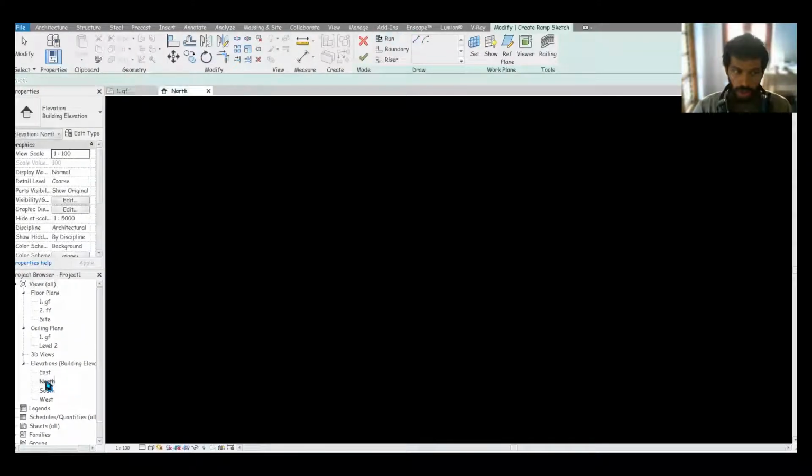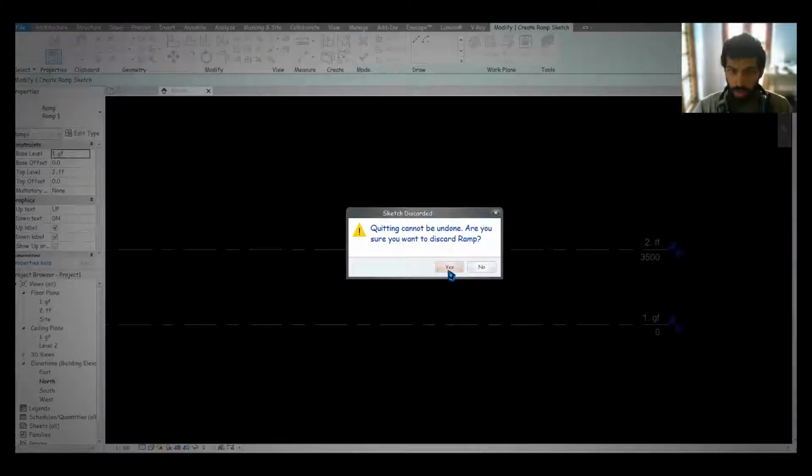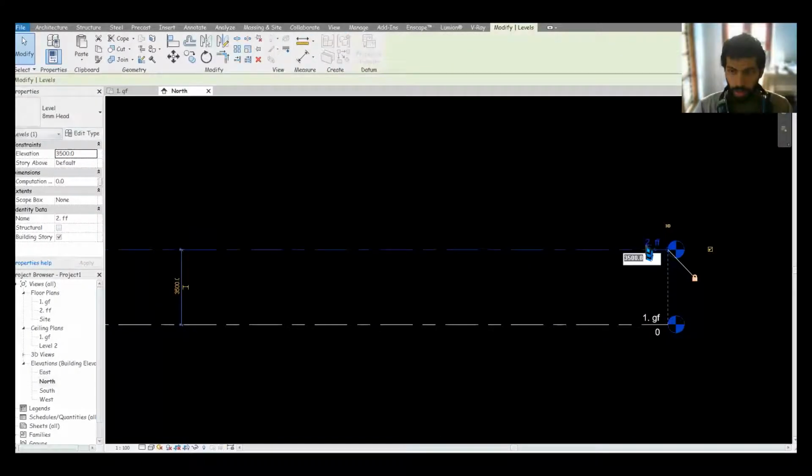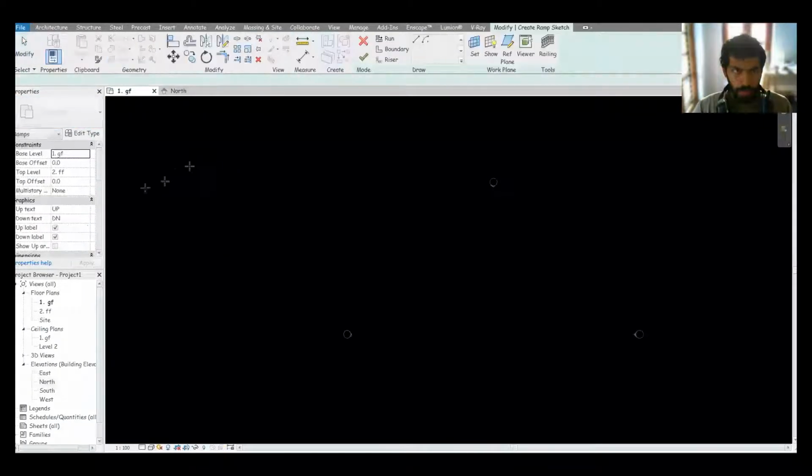That's quite very important. So before doing anything, let me get into elevation to change the height of this level to 3 meter. Alright, this will be 1.732. That is it. And now let's draw the stair. Oh, sorry, let's draw the ramp.